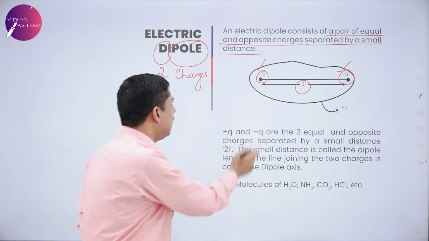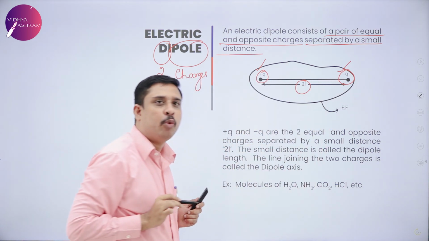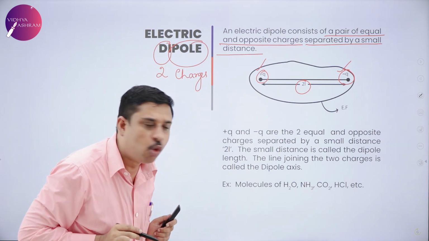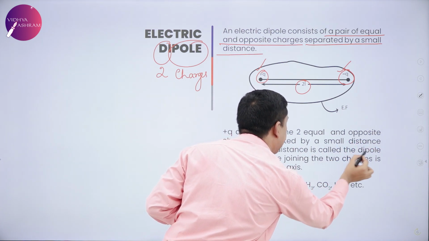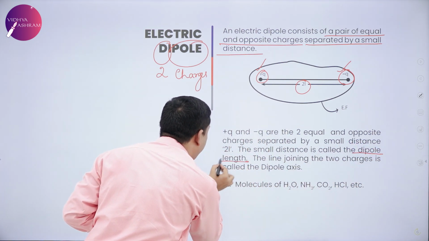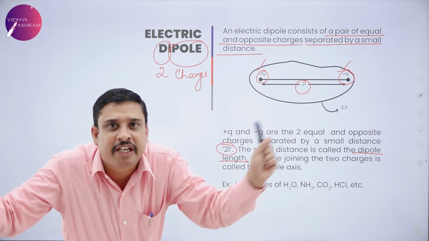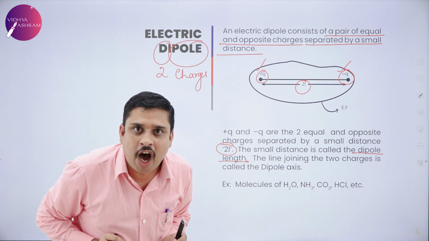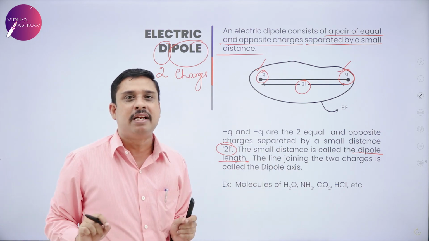Now, the distance of separation between the two charges, what I call as 2L, is what we are calling the dipole length. Length of the dipole. What is the length of the dipole? It is the distance of separation between plus q and minus q.